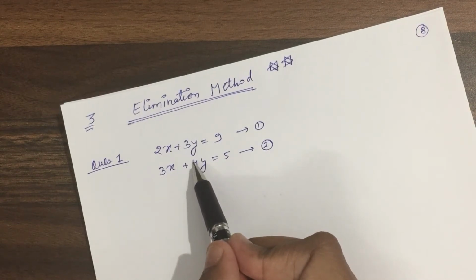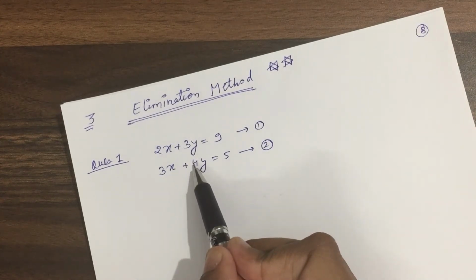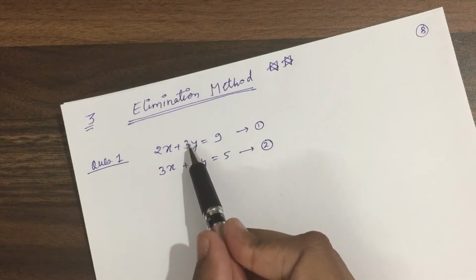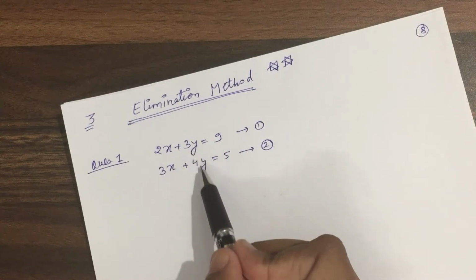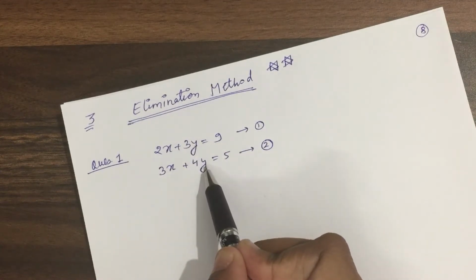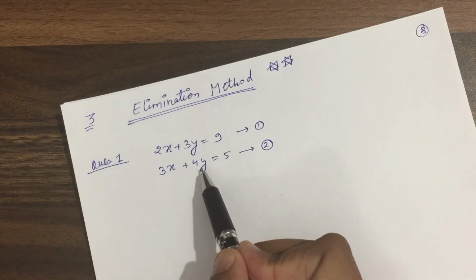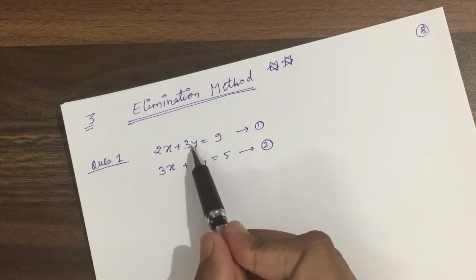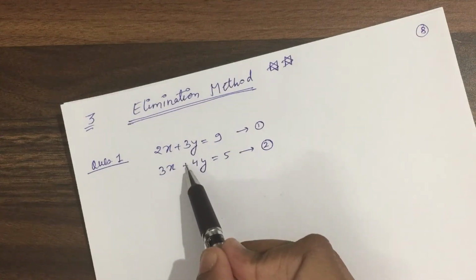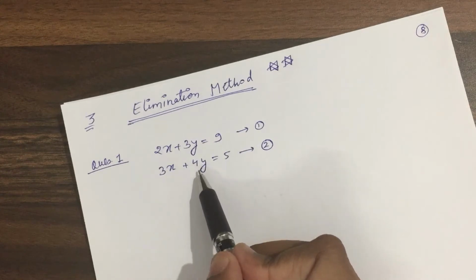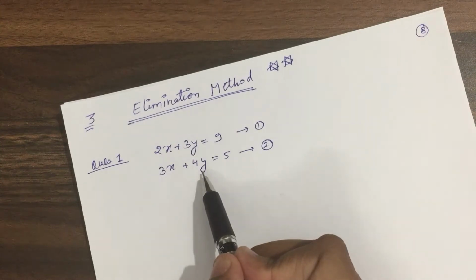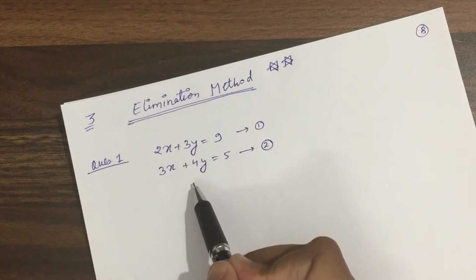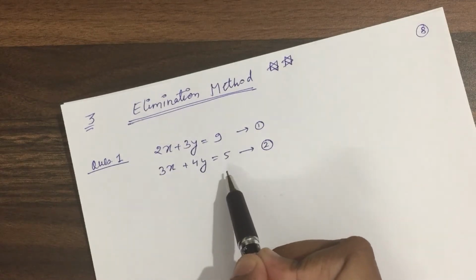How will we do it? We will take the LCM of these coefficients and make both equal to their LCM. Here the LCM of 3 and 4 will be 12. So we will make the coefficient of y here also 12 and here also 12 by multiplying with a suitable number. If the coefficients of y have the same sign, both positive, then in order to eliminate y we need to subtract the equations. If the coefficients of y have alternate signs, then we will add both the equations to eliminate that particular variable.